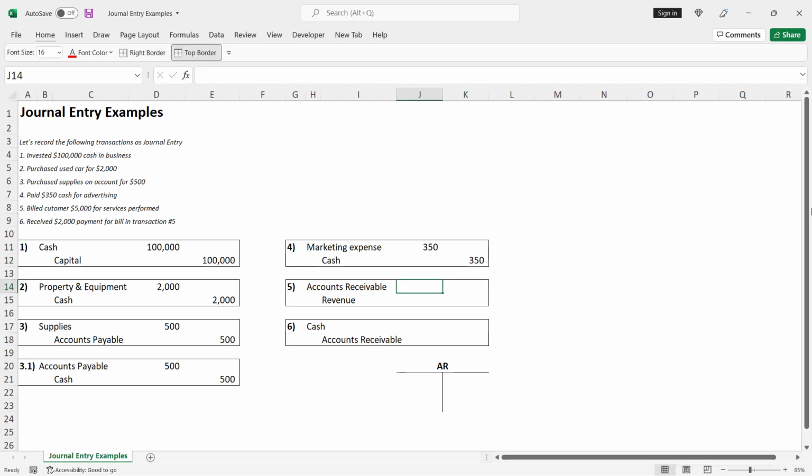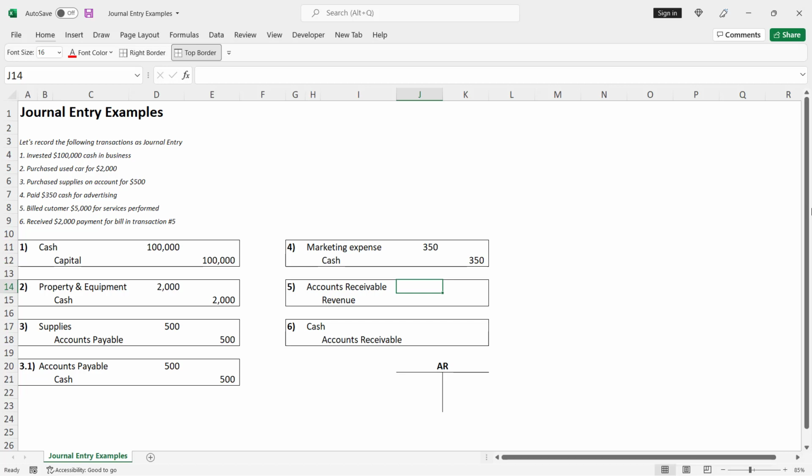The following transaction is that we billed a customer $5,000 for services performed. We only billed the customer. That means we are not receiving the actual payment yet. So there's no cash in this transaction. We do have an asset though, because the client owes us money. That would be accounts receivable. Accounts receivable is the balance of money due to a company for goods or services delivered or used but not yet paid for by customers.